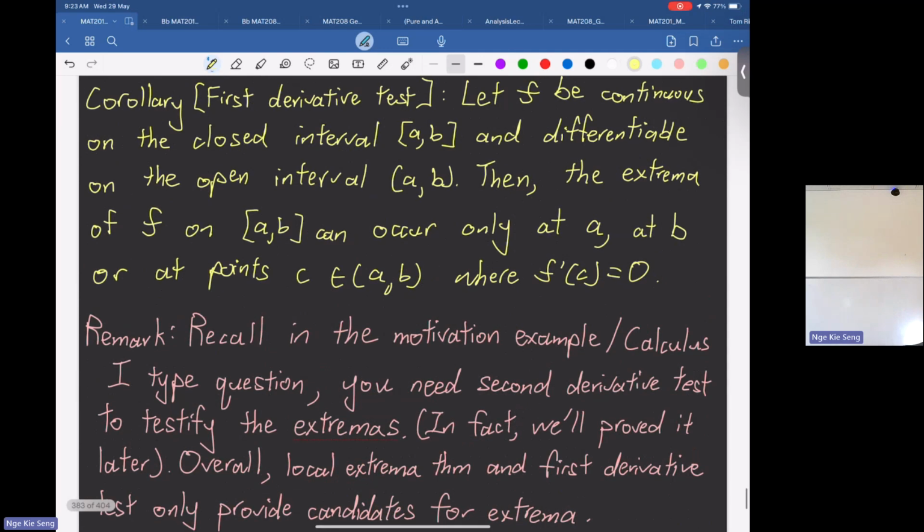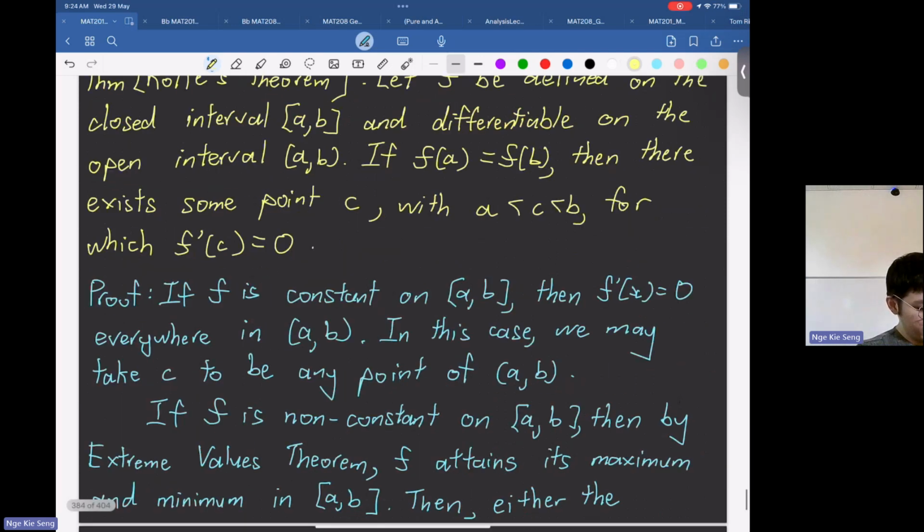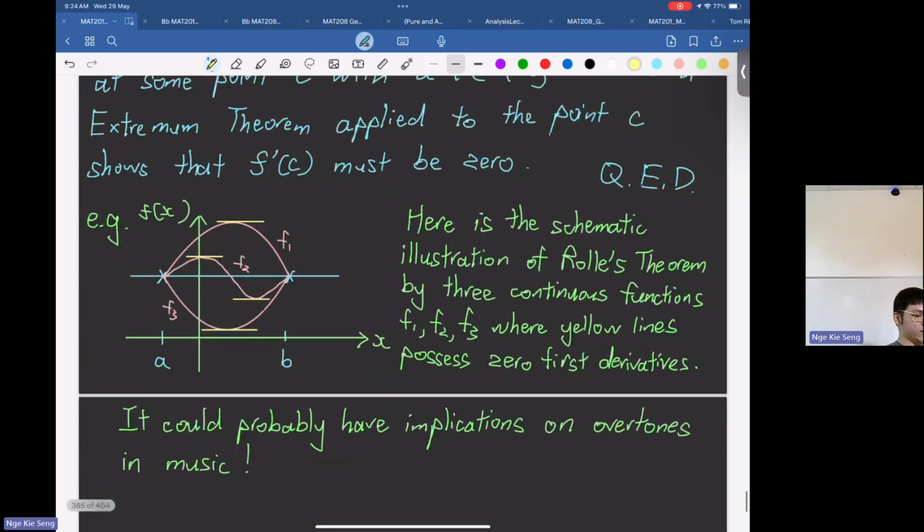Okay. Any question about this corollary? No question. Okay. And then yesterday we proved Rolle's theorem and the mean value theorem.